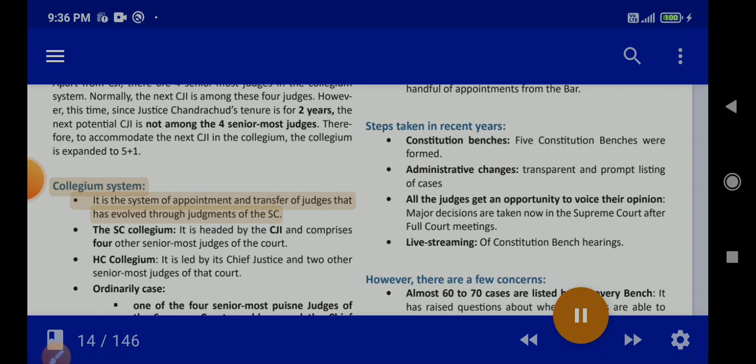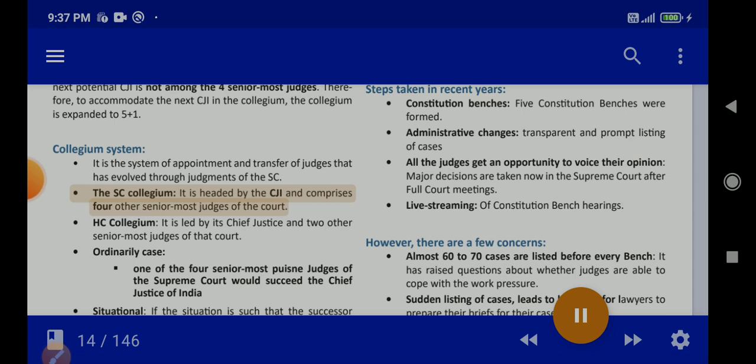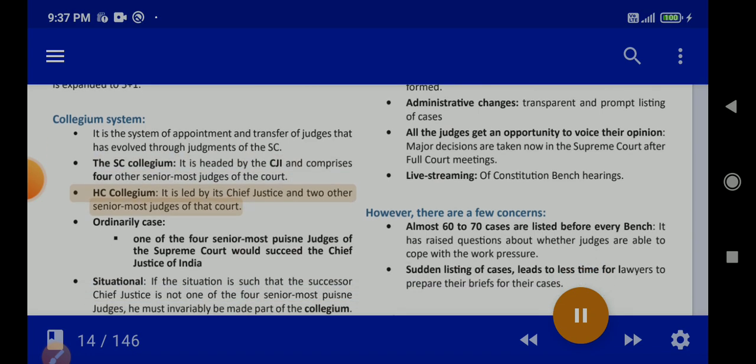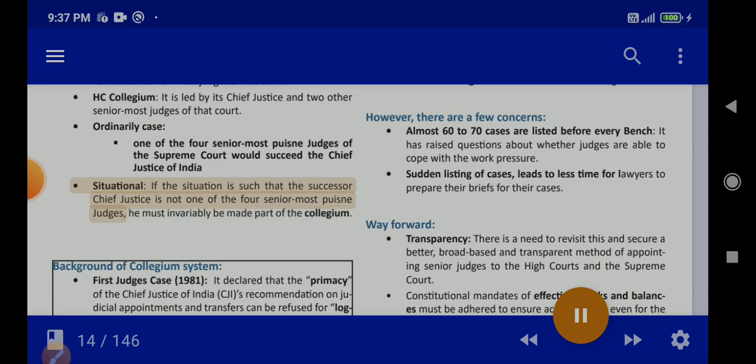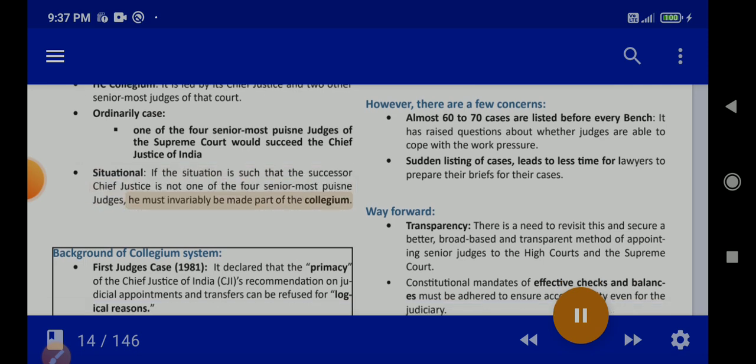The collegium system is the system of appointment and transfer of judges that has evolved through judgments of the SC. The SC Collegium is headed by the CJI and comprises 4 other senior most judges of the court. The HC Collegium is led by its Chief Justice and 2 other senior most judges of the court. In the ordinary case, one of the 4 senior most judges of the Supreme Court would succeed the Chief Justice of India. Situational: if the successor Chief Justice is not one of the 4 senior most judges, he must invariably be made part of the collegium.